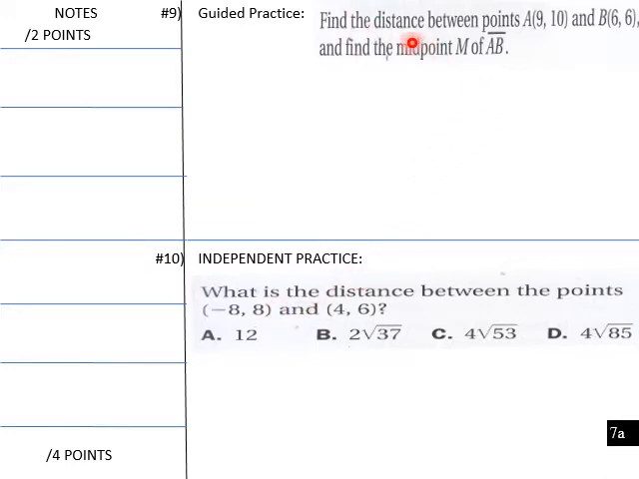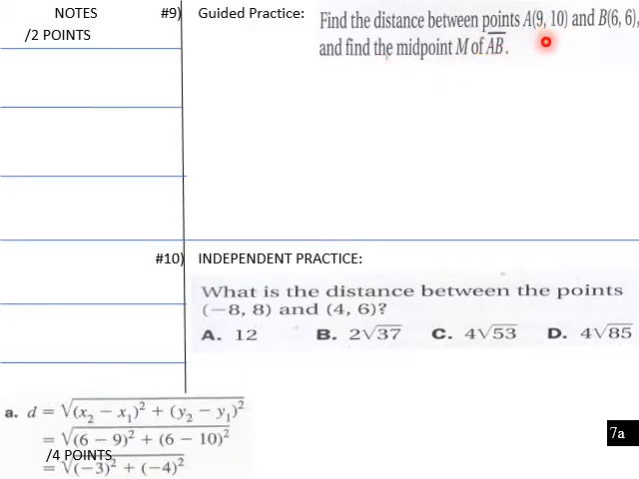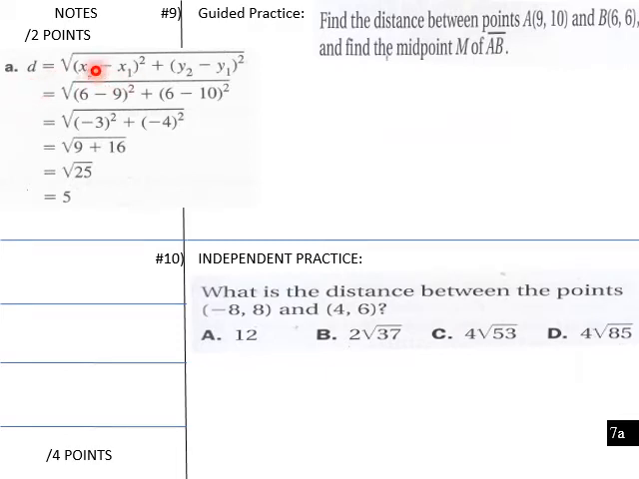Okay, so our solution up here to find the distance between A and B and find the midpoint M of A and B. Well, first we're going to use our distance formula, where we subtract between our x coordinates. So we're going to plug in 6 minus 9 squared, and then our y coordinates as well, 6 minus 10 quantity squared, all underneath a radical sign. So this becomes negative 3 squared plus negative 4 squared. That becomes 9 plus 16, which is radical 25, which comes to 5. So our distance between these 2 points is 5 units.